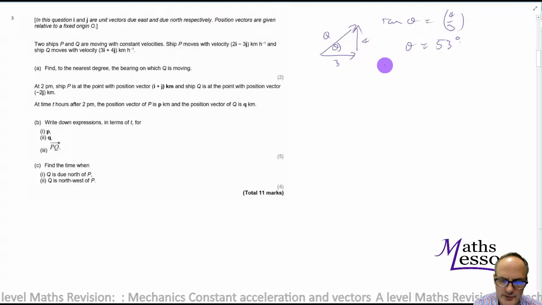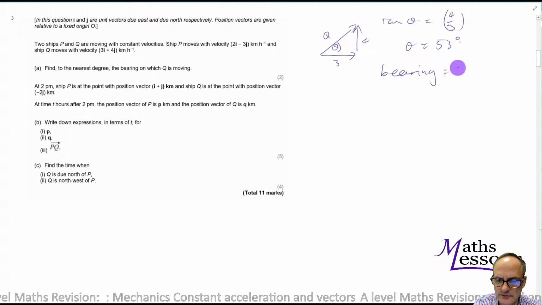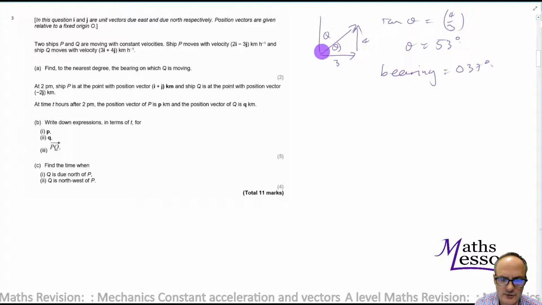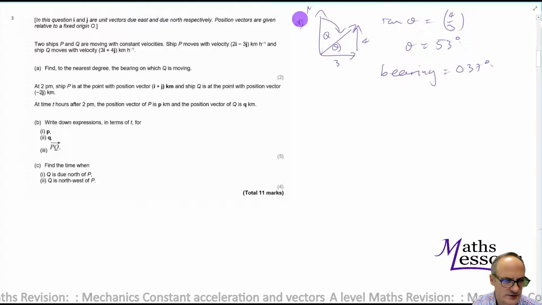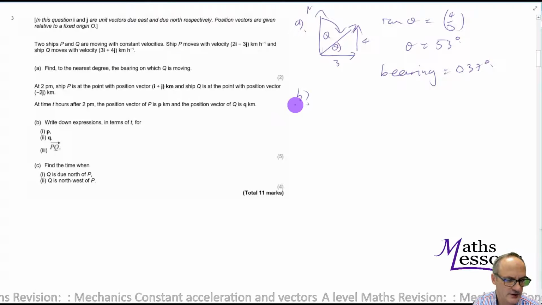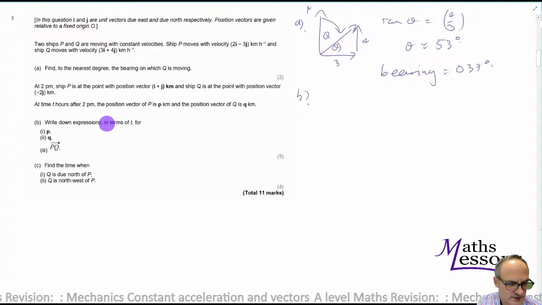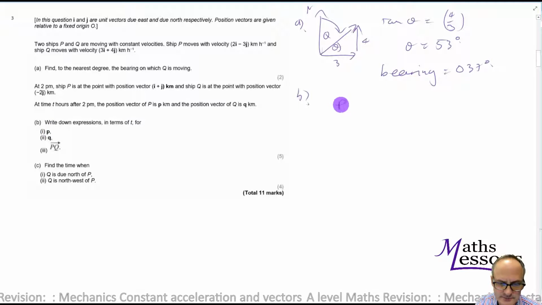So therefore the bearing will equal 037 degrees, taking this 53 away from 90 because all bearings are taken from north. So that's part A. Part B, we're going to write down expressions in terms of t for P.